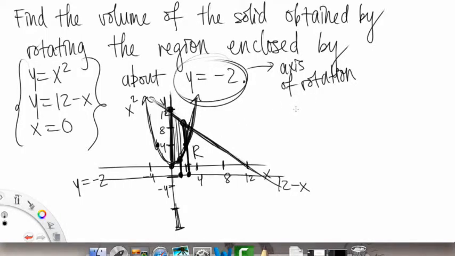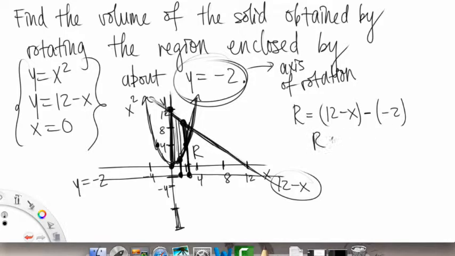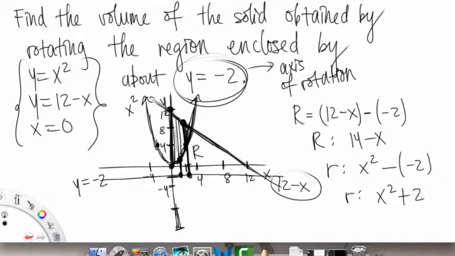Okay, so let's find those formulas. Capital R is going to be given by top minus bottom. The top thing that we're touching is the line, so this is going to be 12 minus x. And then minus whatever the bottom point touches, which is the line y equals -2. So capital R is given by 12 plus 2, so 14 minus x. Now let's work with the little r. That one's going to be given by the top, so that would be x squared, minus our bottom function, which is -2. So r is given by x squared plus 2.